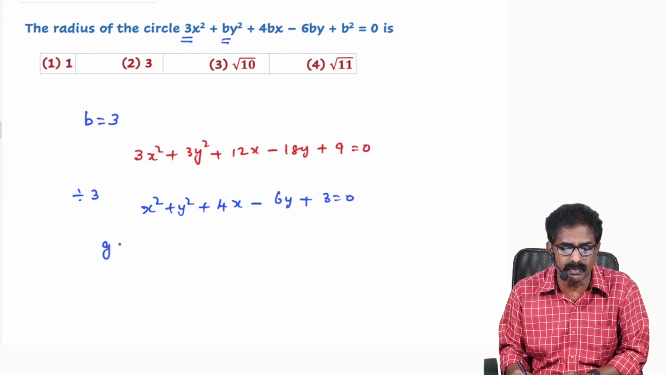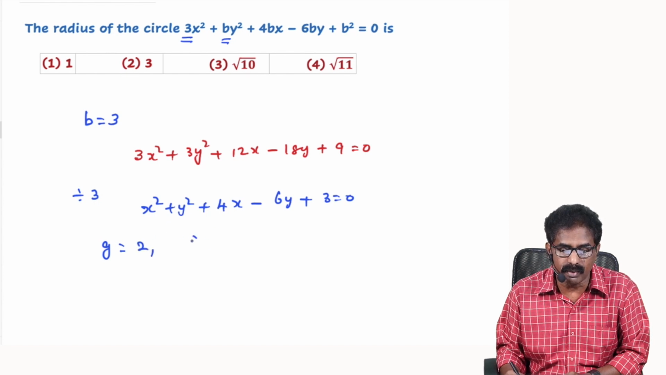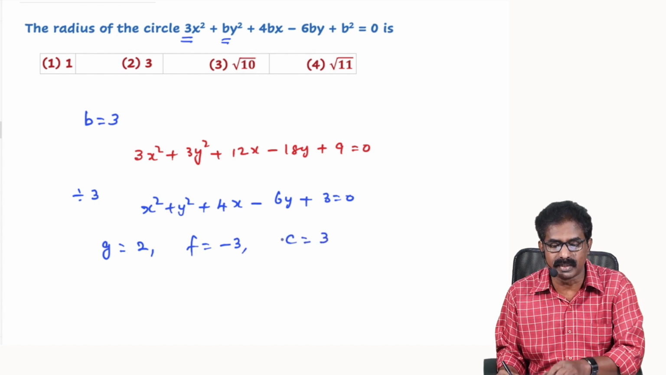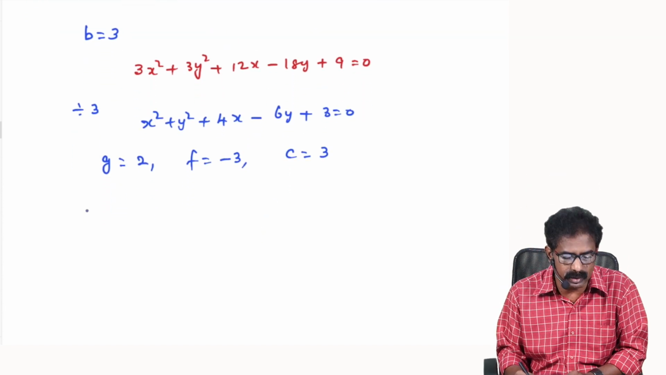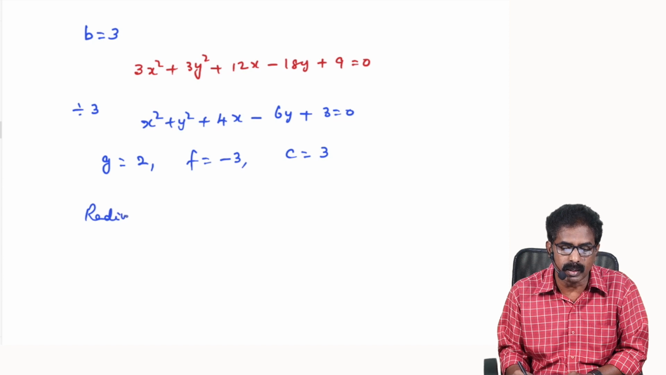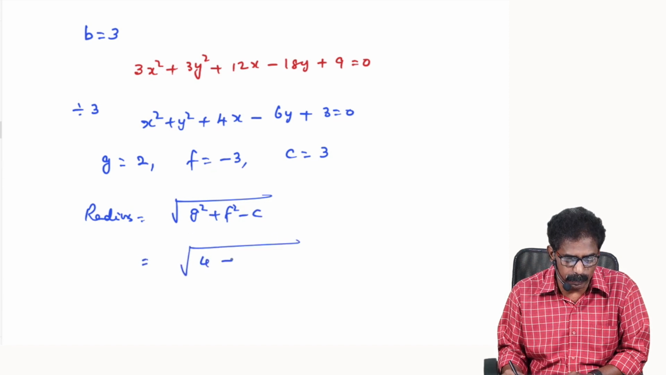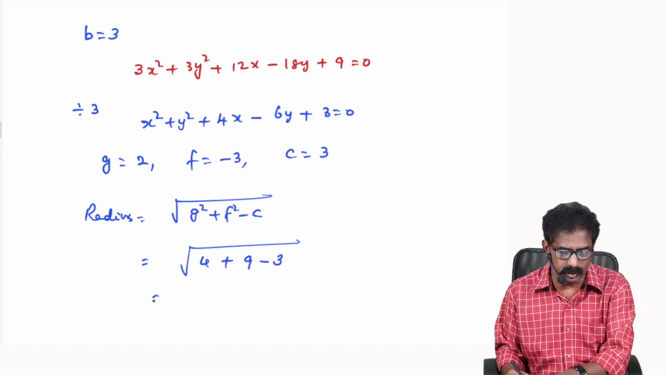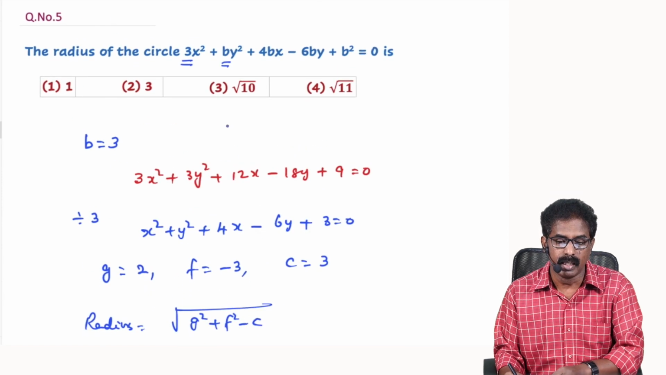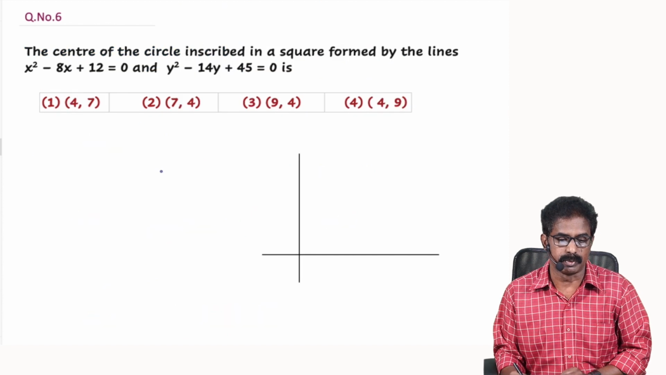Now you can say G value. What is G value? Half of x coefficient. F value half of y coefficient. C is the constant, right? C is the constant. Now they asked to find what? Radius. What's the formula? Radius root of G square plus F square minus C. So that is root of G square 4 plus F square 9 minus C value 3. When you simplify, you are getting root 10. And third one is the correct option.